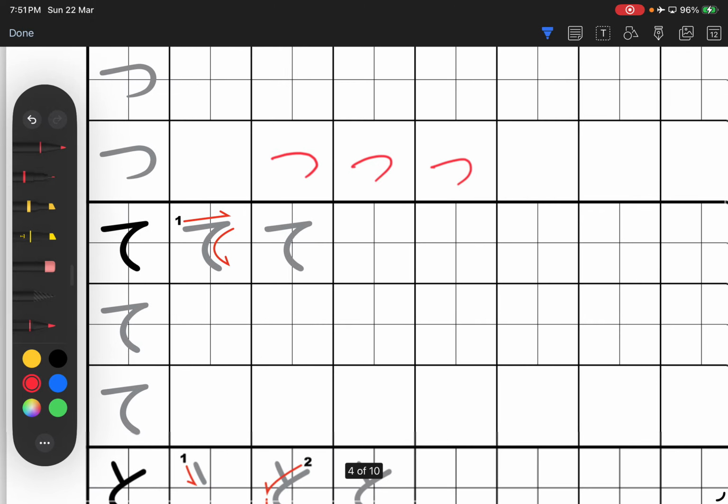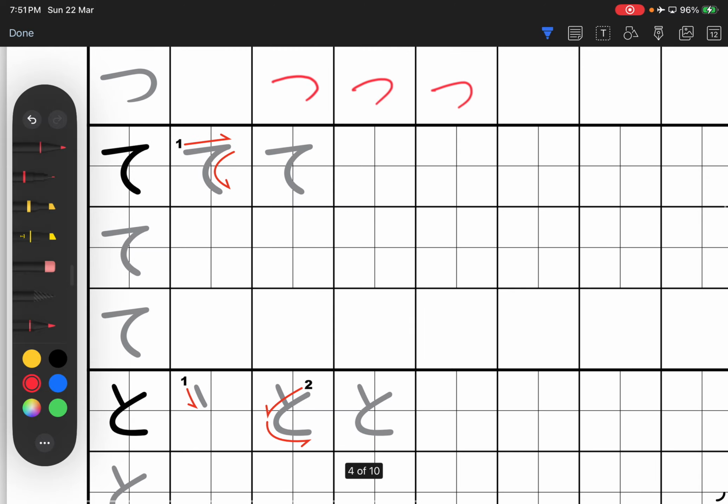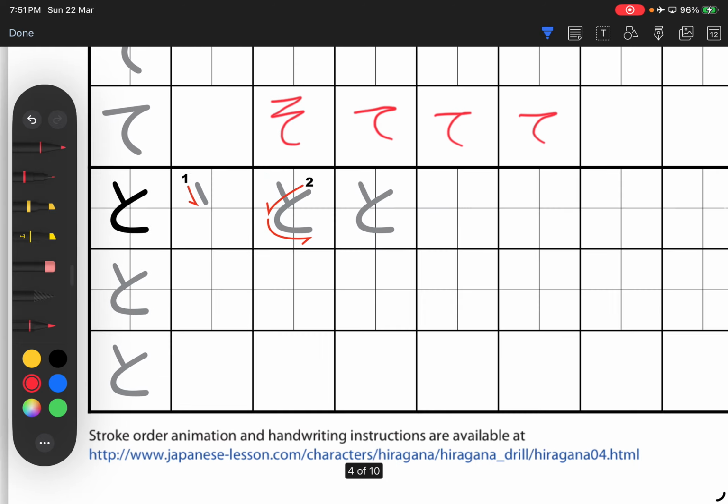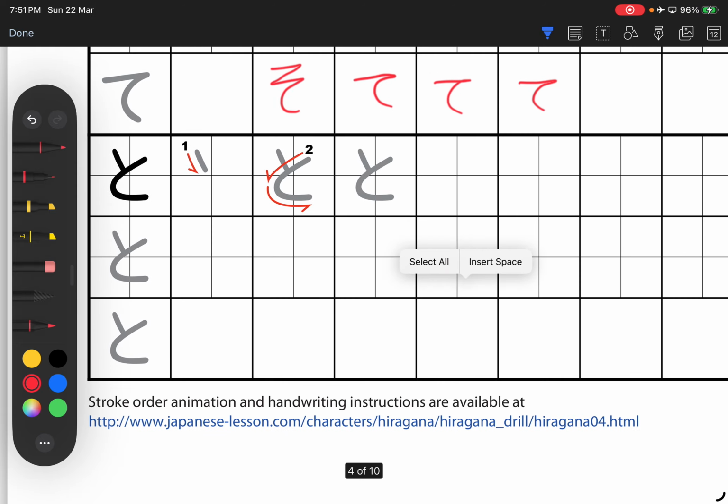Next we have te. So te is like the bottom part of the so, right? Instead of the Z, we just keep the bottom part, right? Te. Good. Next we have to. Right, so to is one line, dot, and then a C. Like that.